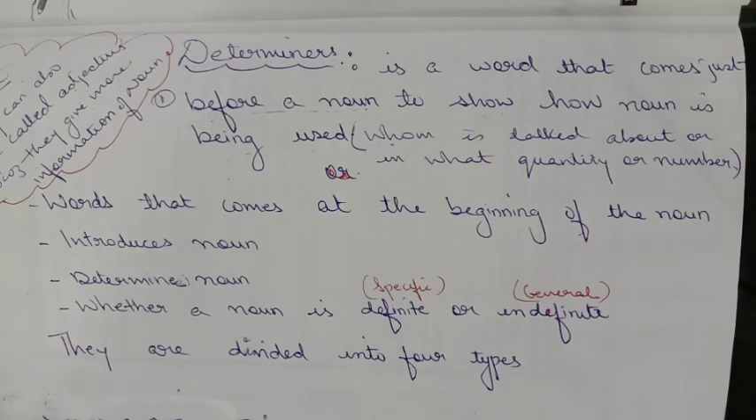What is the work of an adjective? It adds more meaning to the noun, isn't it? So you can say that all adjectives are determiners, but all determiners are not adjectives. Okay? Now these determiners can be divided into four types. How many types? Four types.